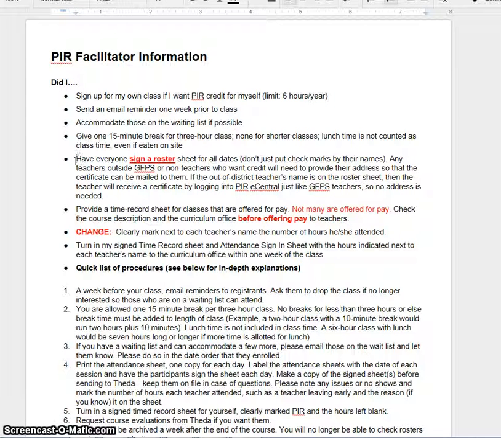The big piece, once you have your sign-in roster sheet for the date, is has everyone signed in. That's a very important piece. We need to have a physical signature from your participants for each session, for each day. This is very important when we run into situations where somebody doesn't get credit because they did not sign on particular days.